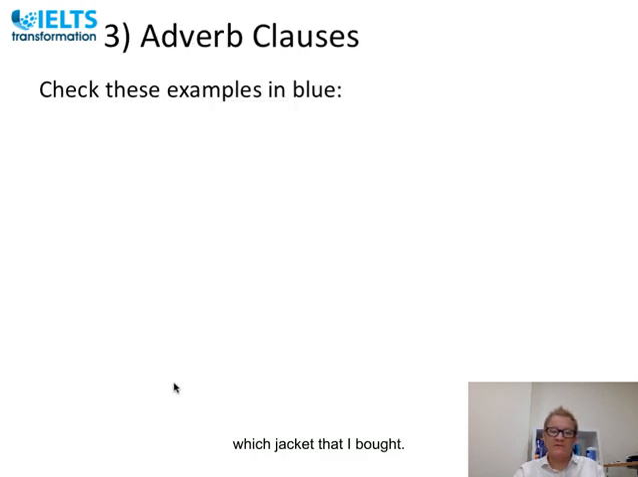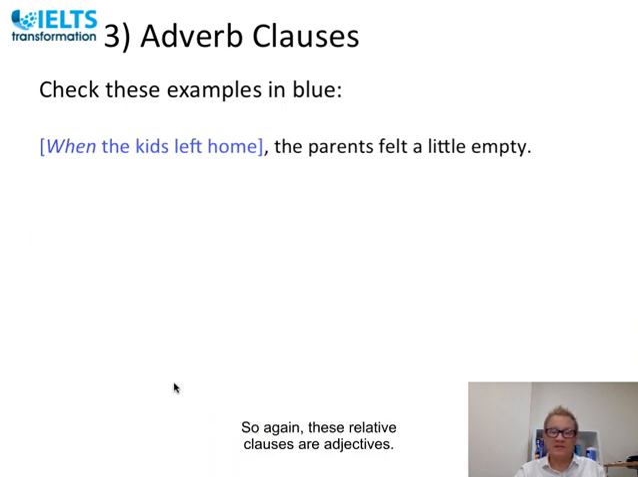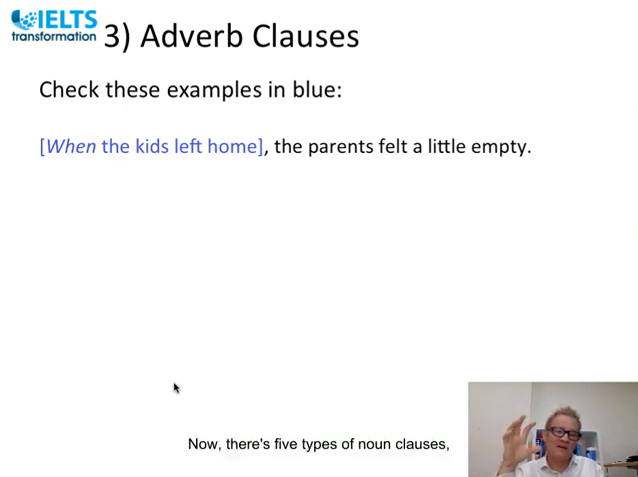Okay. Finally, adverb clauses. So again, these relative clauses are adjectives. They do the same thing as adjectives. They describe nouns. Noun clauses are nouns, so they're subjects, objects, and complements. Adverb clauses are adverbs. They do the same thing. They talk about when and where and how. When the kids left home, the parents felt a little empty. Now, there's 5 types of noun clauses, 2 types of relative clauses, 8 types of adverb clauses. So this is a big group.